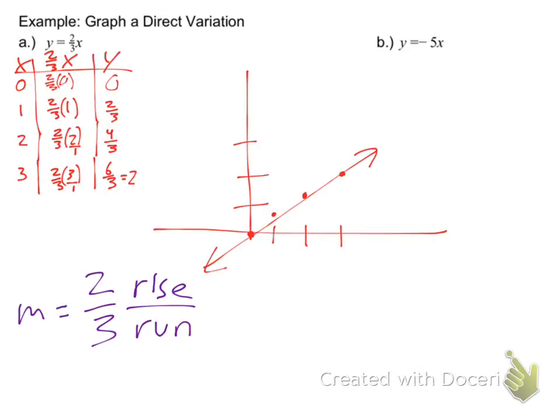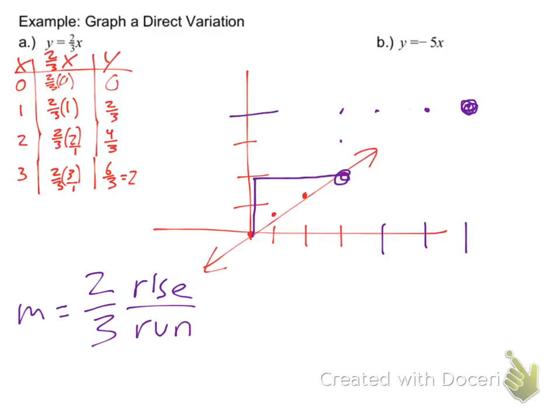Here you go. I'm going to start here at 0, 0. I'm going to go up 2: 1, 2. And then I'm going to go a run of positive 3: 1, 2, 3. So I went up 2 over 3. There I am. I'm going to go up 2 again: 1, 2, and 1, 2, 3. There's another point on the line.